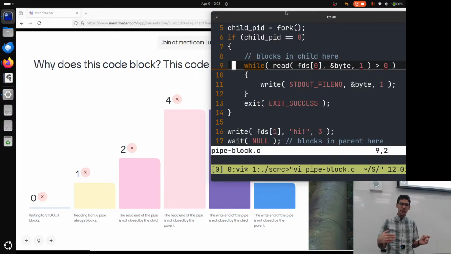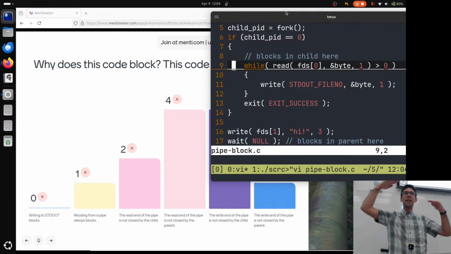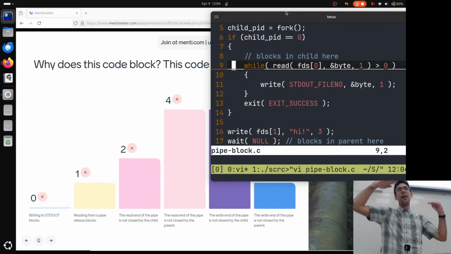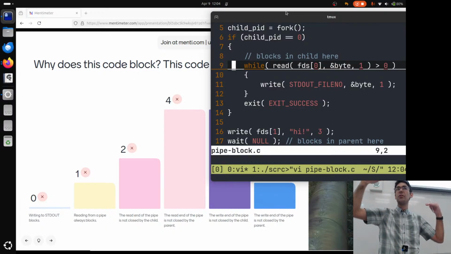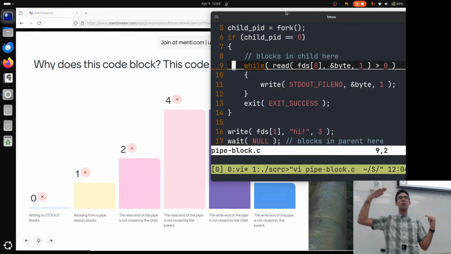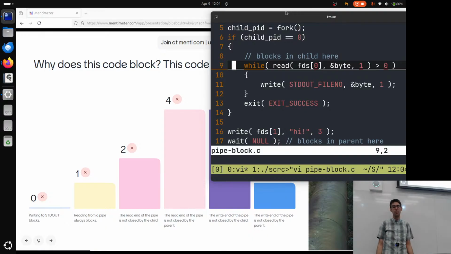But the problem here is that, one, the parent is holding the right end open, and two, the child itself is holding the right end open. They both have the right end open. And as long as anybody has the right end open, that read is going to block. And now we're stuck in a deadlock here. The child is waiting for the right ends to close on reads, and the parent is waiting for the child to end on wait. But we're stuck. Neither of these are ever going to make any progress here. Does that make sense to everybody? Awesome. Okay.